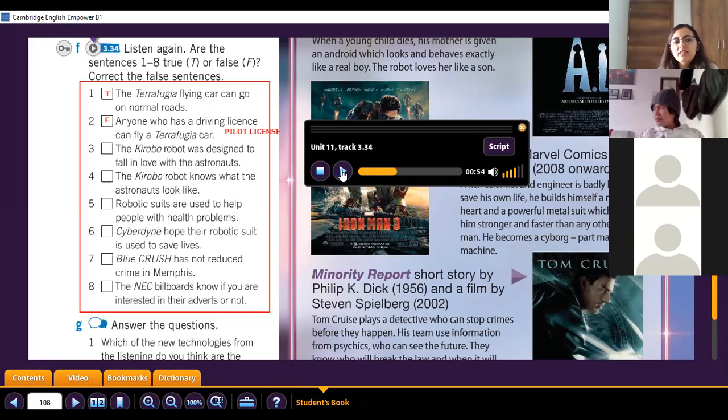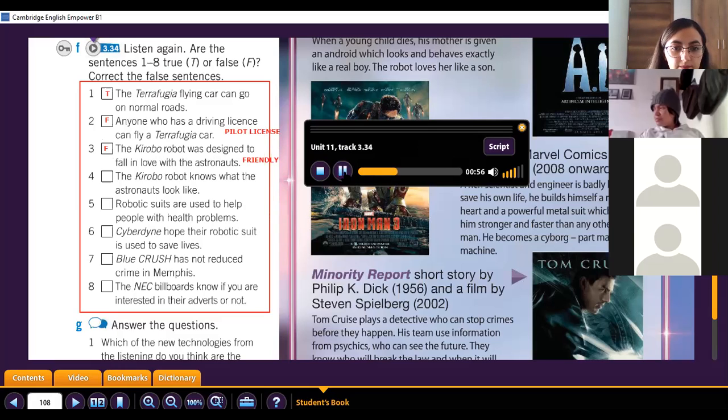So, do you know if he was designed to fall in love with astronauts? False. False. Very good, Patty. It was designed as a friend. It was designed as a friend to astronauts, right? So, obviously, the right answer would be false. He was designed to be friendly with the astronauts. Very good. So let's listen up to see answer number 4.